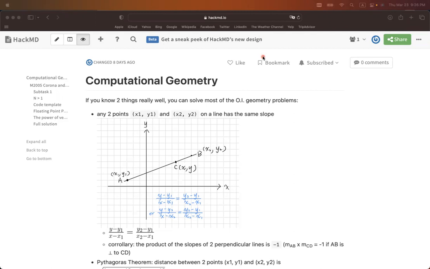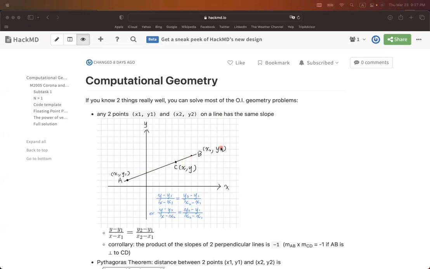The first one is based on something that I assume you already know. Given any 2 points, you can calculate the slope of the line that runs through these 2 points with this formula: y2 minus y1 divided by x2 minus x1. So the slope is basically the change in y relative to the change in x. Okay, and so based on that, we have a principle here that says any 2 points on a line have the same slope. They must have the same slope.